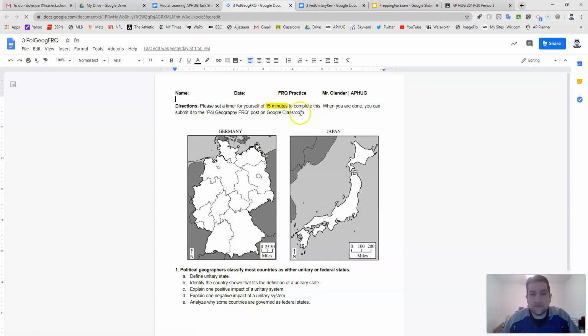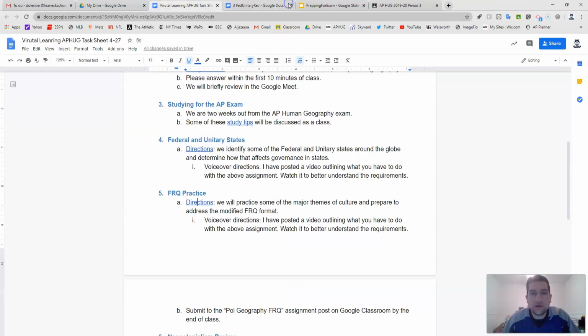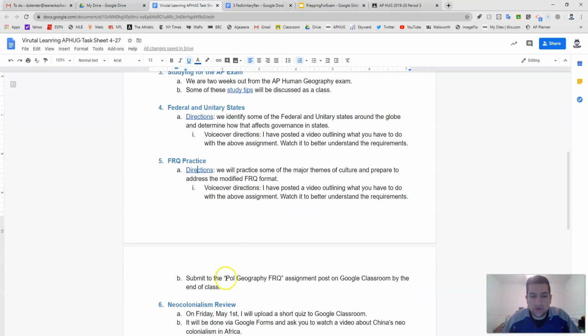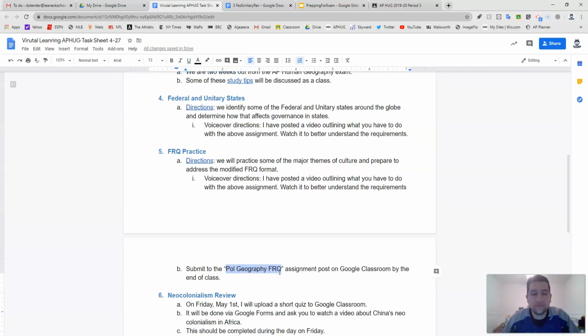Here's the images, and here's this. I gave you only 15 minutes, even though it's 2 pictures, but it's really just one stimulus, because it's just these 2 points of information. It's not like a map and a picture, or a graph and a map or something. It's really one thing that you're being asked to look at here. When you're done with that, you will submit it to the political geography FRQ assignment that we'll post on Classroom.